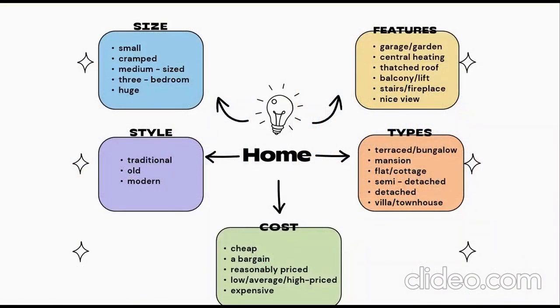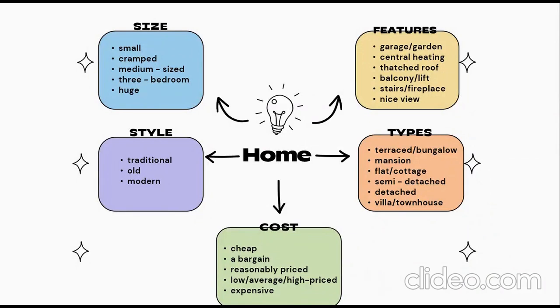All right? To talk on such a topic, you might need some good related words and phrases. You can talk about size, style, cost, types of homes, and also features. For example, to talk about size, you can say that the flat or the house is small or cramped or medium-sized, and other words. To talk about style, you can use words traditional, old, modern, and any other.